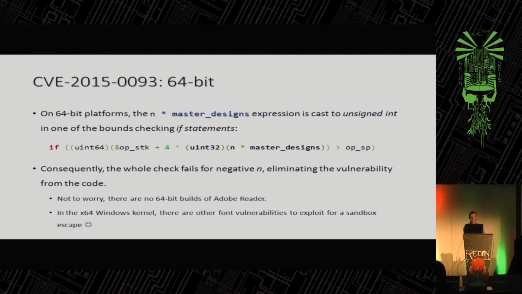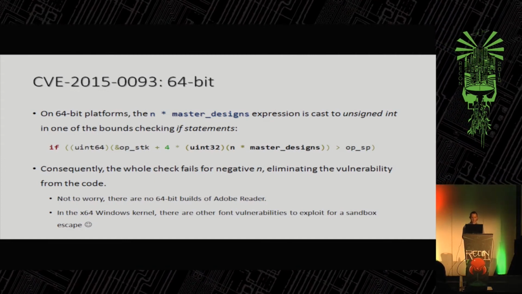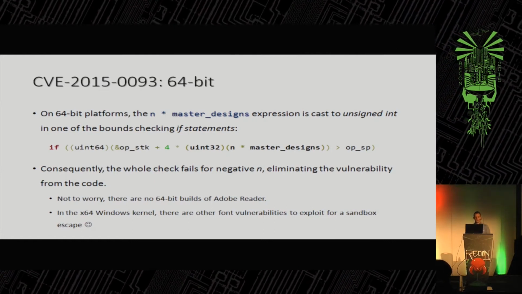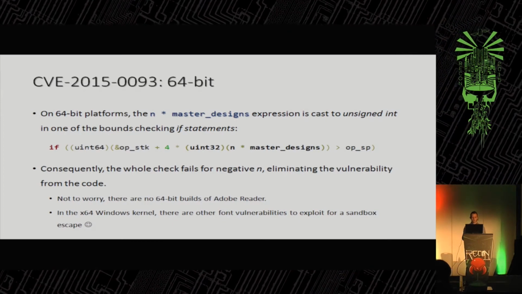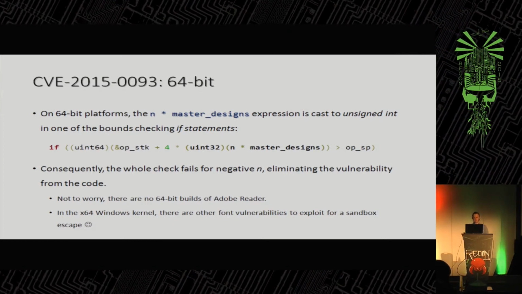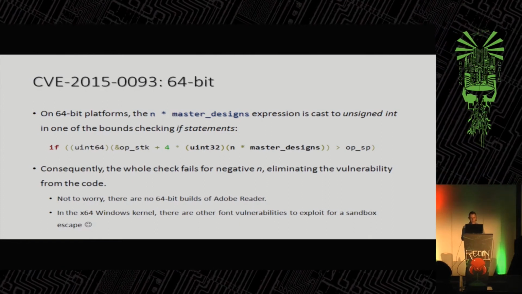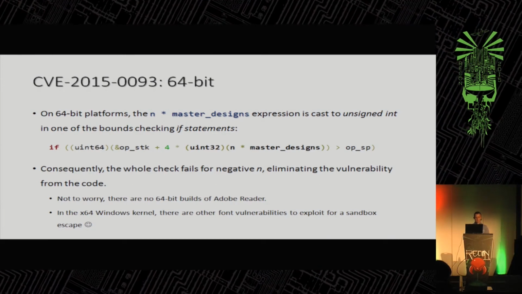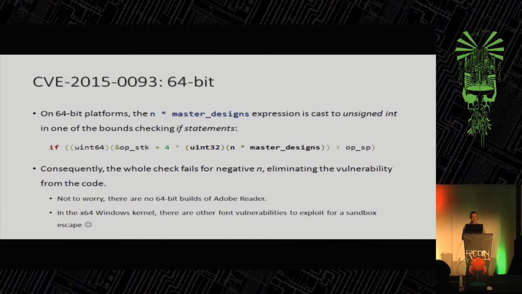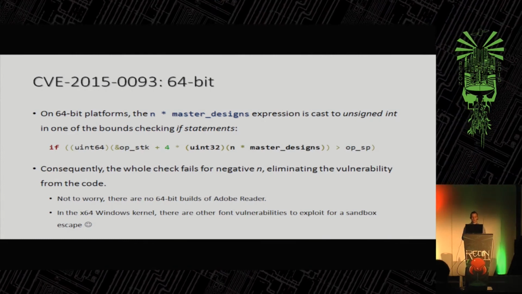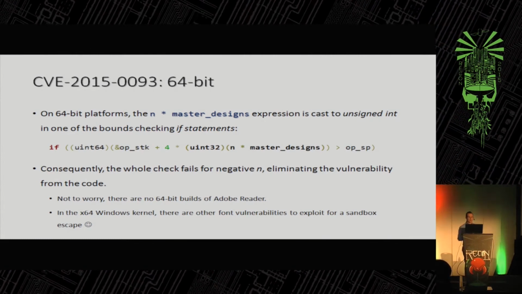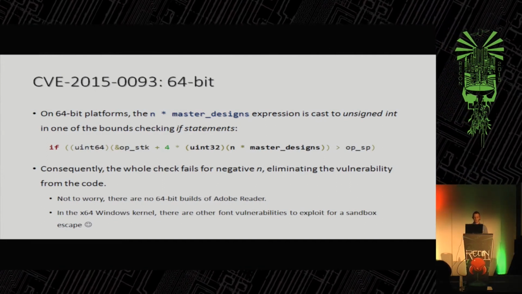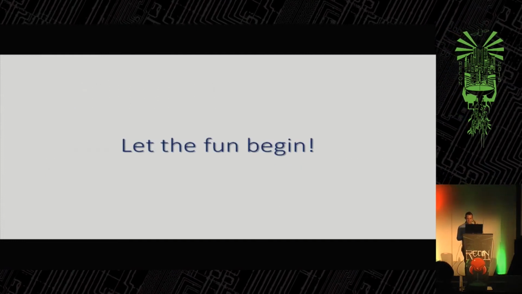But yeah, 64 bits is kind of a problem, as I said, because if you look at the code, it turns out that the n times master designs expression is cast to unsigned int before it is added to the 64-bit pointer of operand stack. And then if you specify a negative n value, the full expression will fail. So the if will execute and we will just be aborted. But the fact is that there is no 64-bit version of Adobe Reader to my current knowledge, so we can still own all of Adobe Reader. And for the 64-bit Windows kernel, we still have some other font bugs that we can exploit to get EOP. So let's do some actual exploitation.